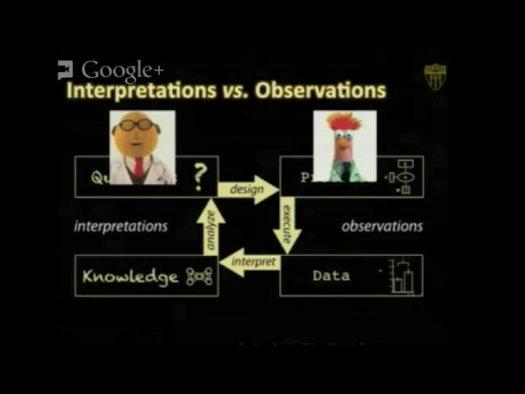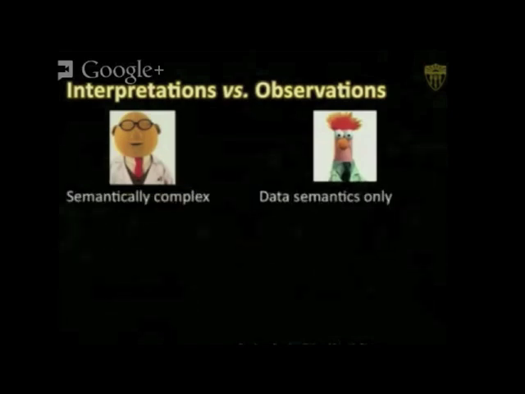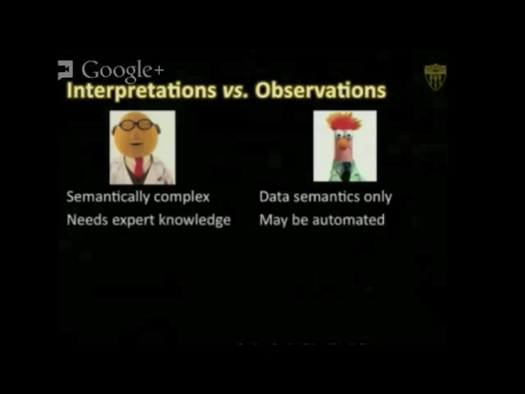Now, the distinction of interpretations versus observations within this context is that the interpretations are semantically complicated, whereas the observations involve only really data semantics, which is actually quite tractable. On the left-hand side, you need a human in the loop. On the right-hand side, you don't. You can automate stuff.